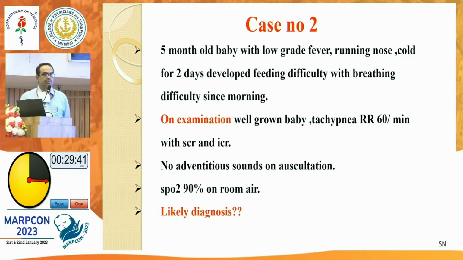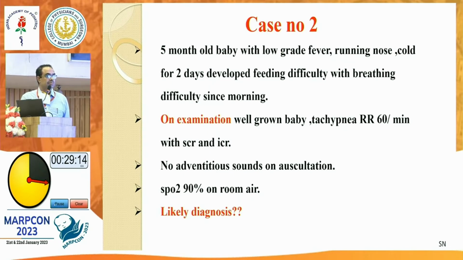Sir, this is a 5 month old baby with low grade fever to start. Running nose is there, cold for 2 days. And now he has feeding difficulty with breathing difficulty since morning only. So this is likely a viral disorder to start with, upper respiratory infection. And now since morning he is having breathing difficulty.